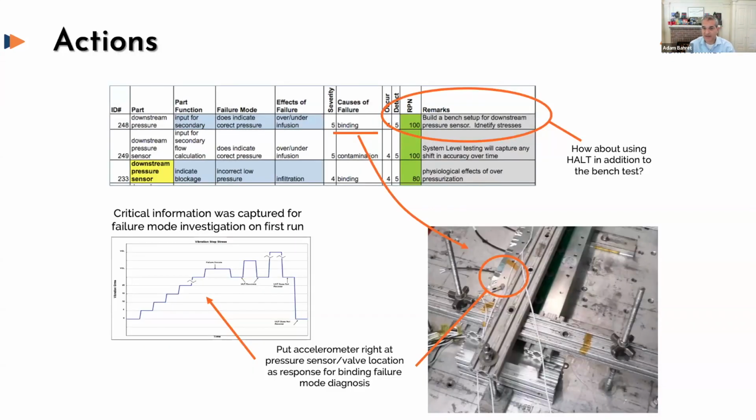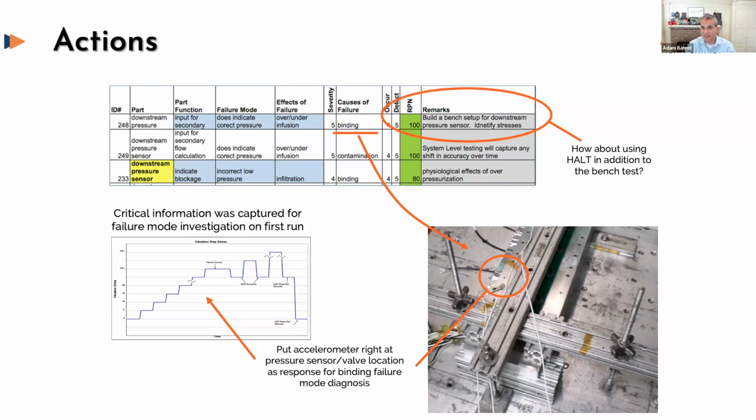Now, I've talked about how a DFMEA is being done right when it's driving action. And so here's an example where there was a line item where, in this case, it was a downstream pressure sensor. The function was input. The failure mode, it didn't indicate the correct pressure. The effects were over and under infusion in the system, so the control system was getting the wrong inputs. And what you ended up with was binding. So we had a severity of 5, which in this case for our scale was the highest severity. And the likelihood of occurrence was a 4, and the detectability was very poor. So we ended up with a high RPN number.